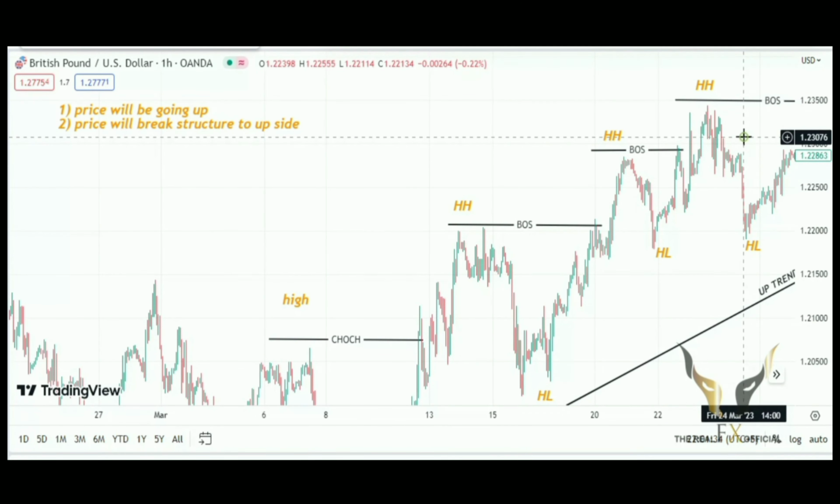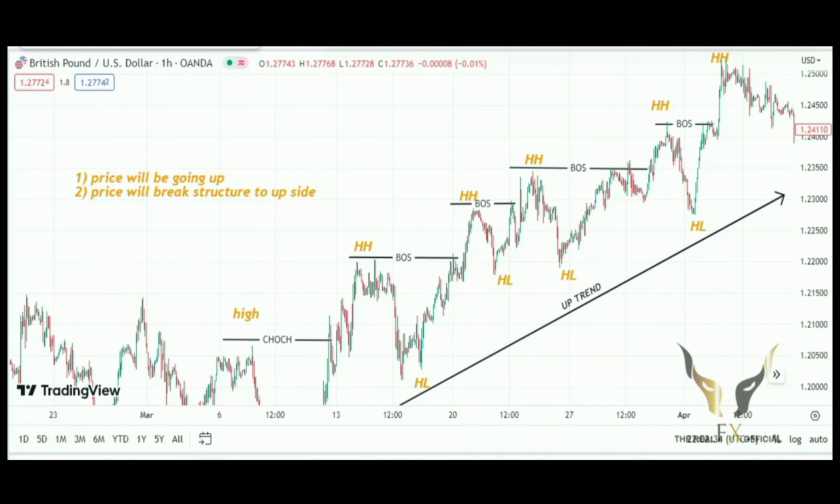Whenever the price meets these two criteria, okay, if the price is going up and breaking the recent structures to the upside, we will call it an uptrend. We will say that the price is in an uptrend, okay. Now let's try to understand the bearish trend, or the downtrend. So now what we can see right here is that the price is going down, okay.